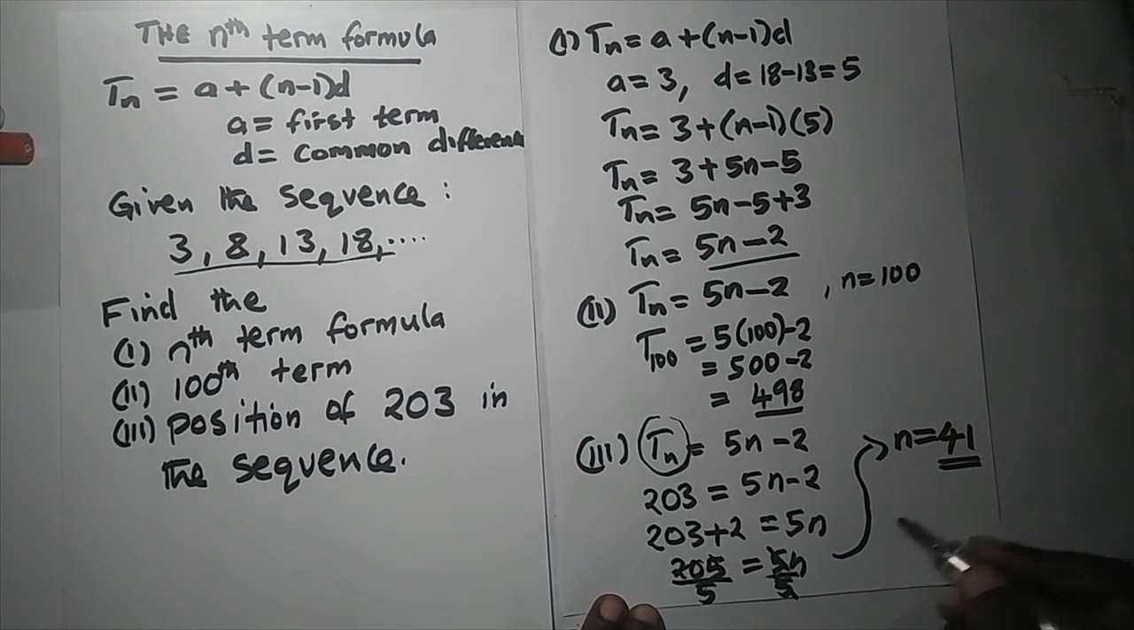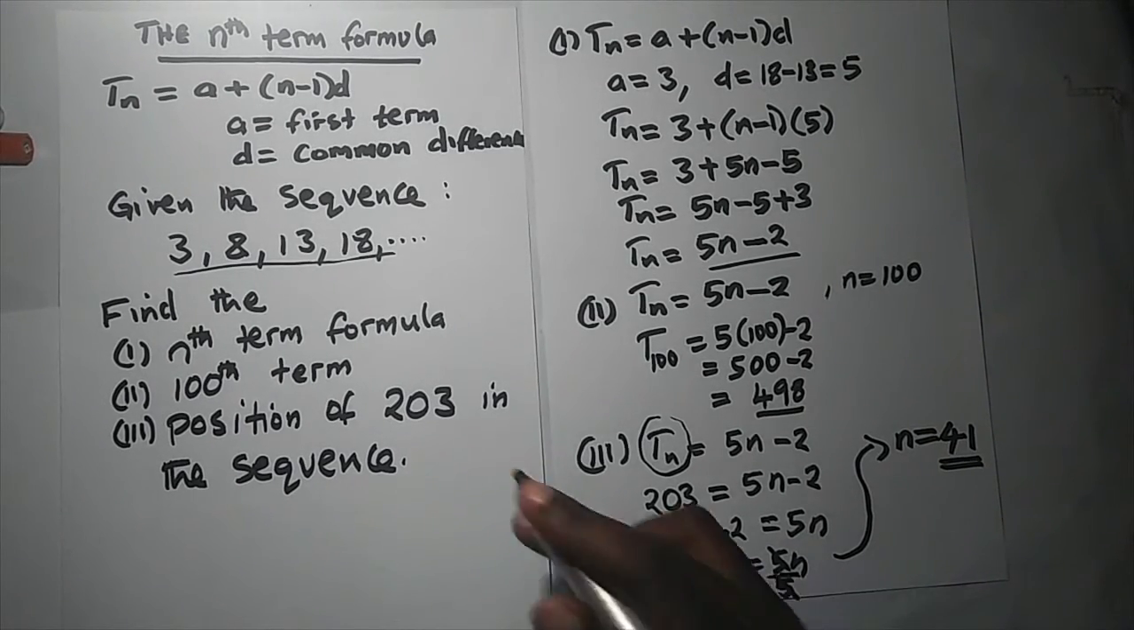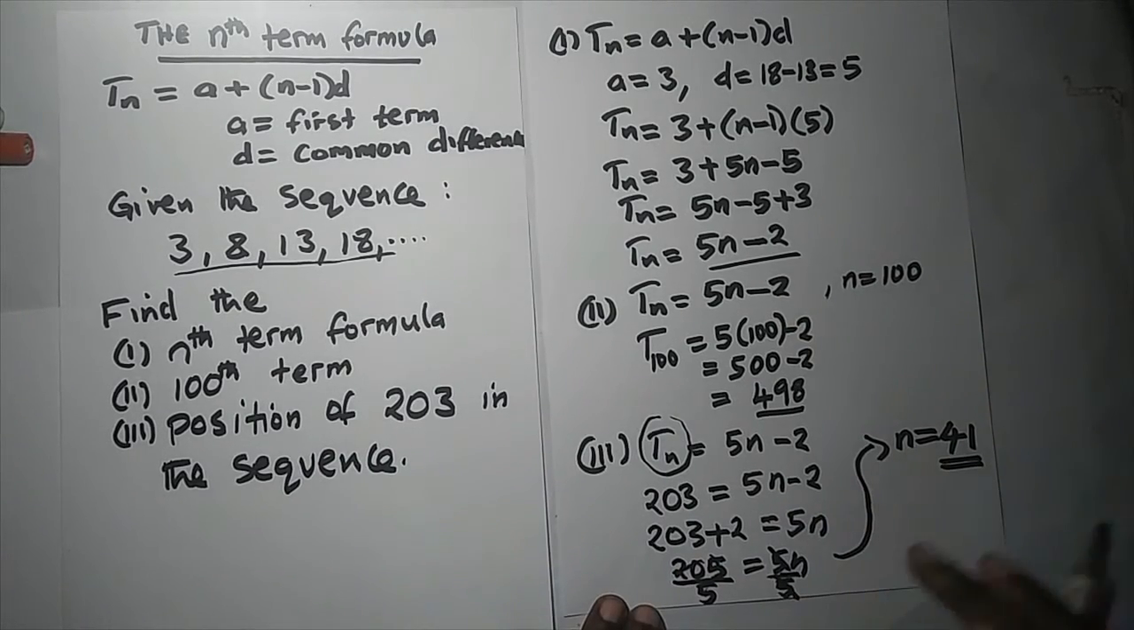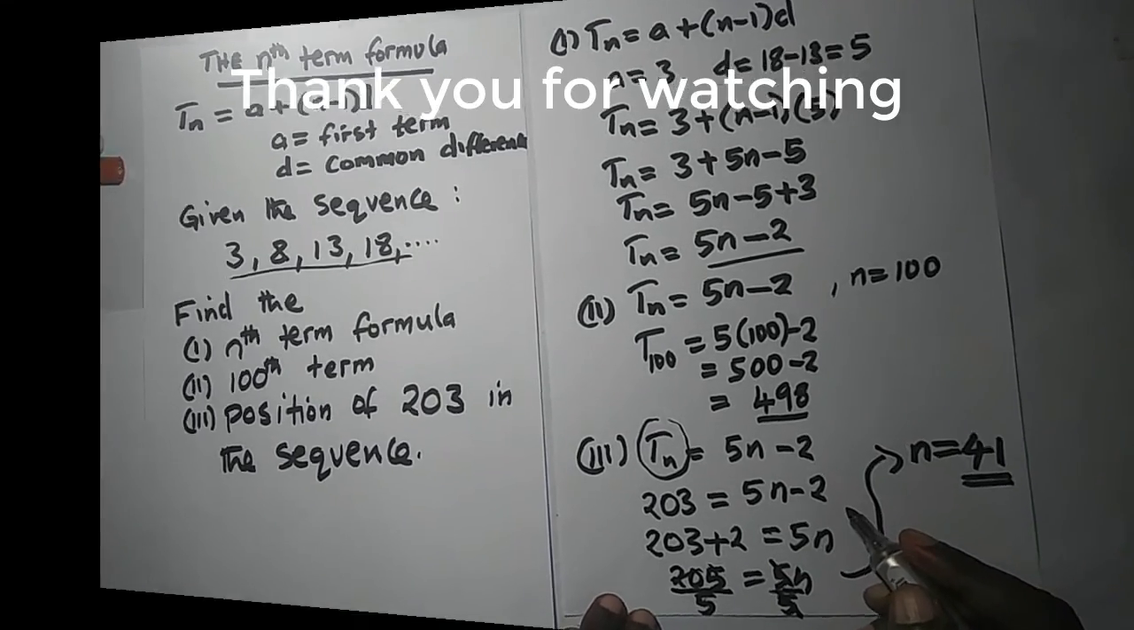So we have 41. The position of 203 in this sequence is that 203 is number 41 in the sequence. It's term number 41. And so here is where our lesson ends. Thank you very much for paying attention.